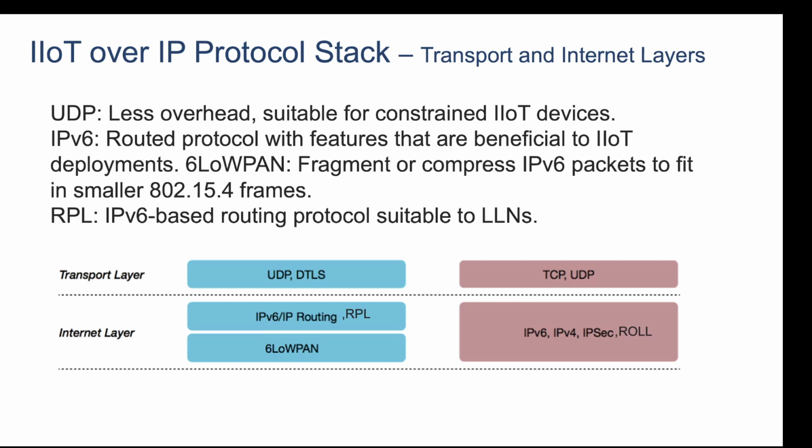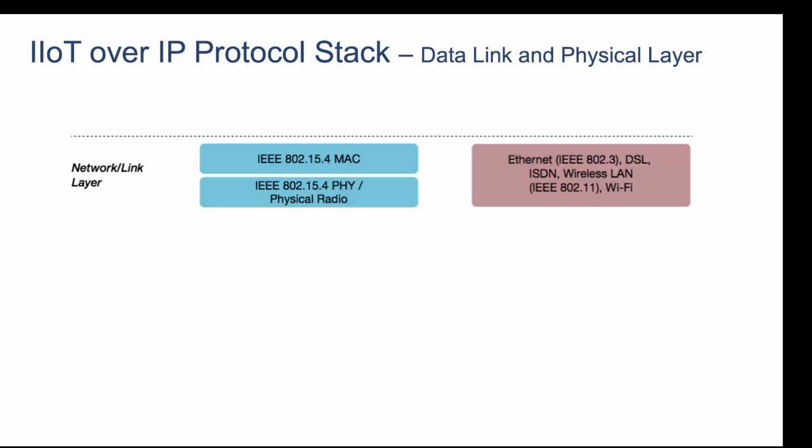If we move down to the transport layer and internet layer, it is also still a similar layer. Here we could see the additional protocol like RPL, but mostly still IPv4, IPv6 routing are being used. Additionally, we see 6LoWPAN being used. On the physical layer, it is still similar to how the network link is linked to the web stack.